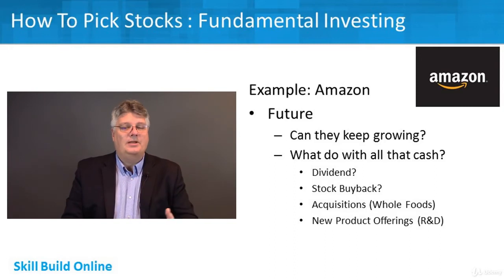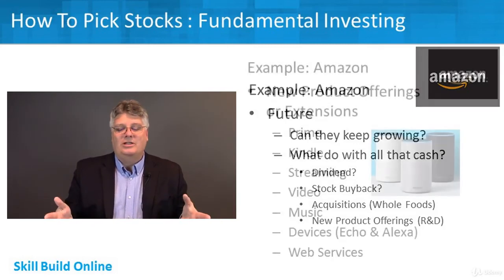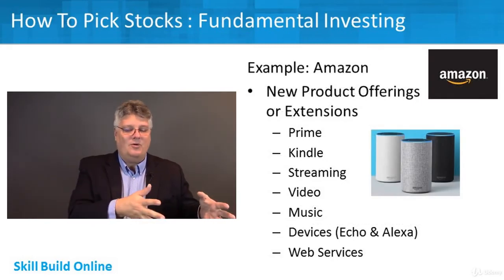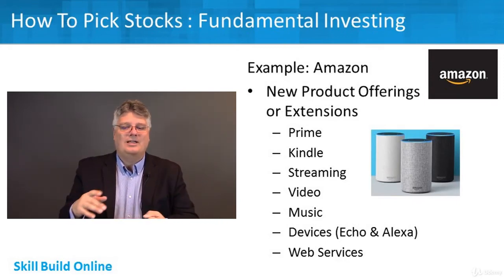Research and development would be typical in companies. What are some new products or new offerings they could do? So we'd think about that. Can they use that cash? Can they use those investments to keep investing in the company, through things like new product offerings and extensions? Here's just a list of a few things that Amazon has done, from going from basically somebody who sold books essentially to more goods and services, to things like Amazon Prime, Kindle e-readers and all that.